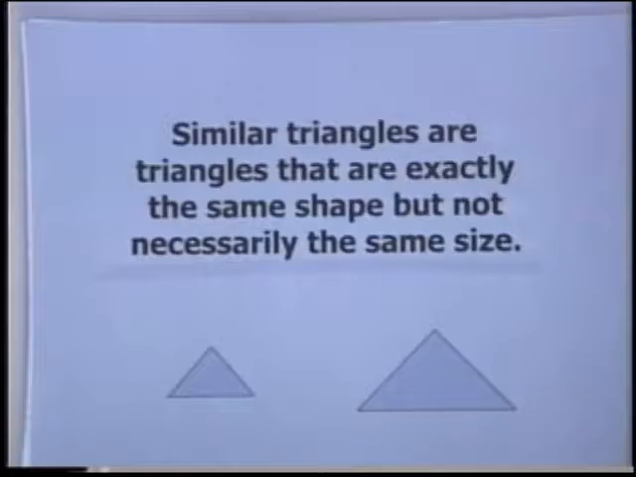In trig, you'll find that we work a lot with similar triangles. Similar triangles are triangles that are exactly the same shape, but not necessarily the same size. And hopefully you can see that I've got two triangles that are the same shape, but obviously they are different sizes. In trig, it's not unusual for us to work problems that require us to understand the relationship in the angles and sides of similar triangles. So let's look at that relationship.